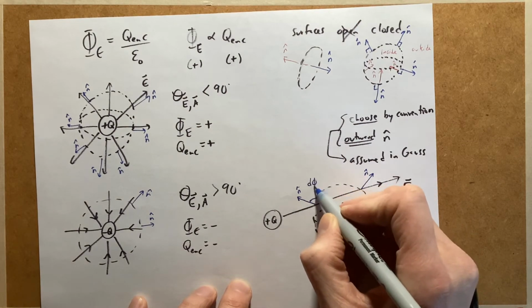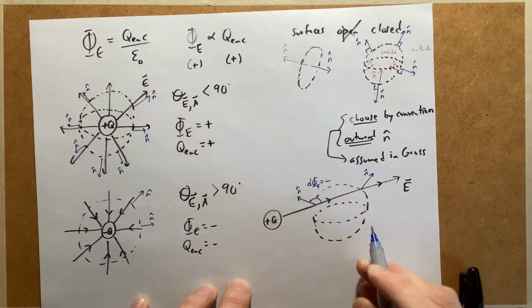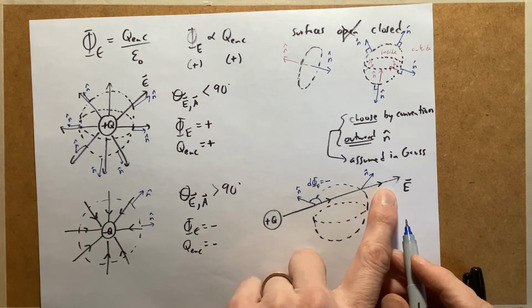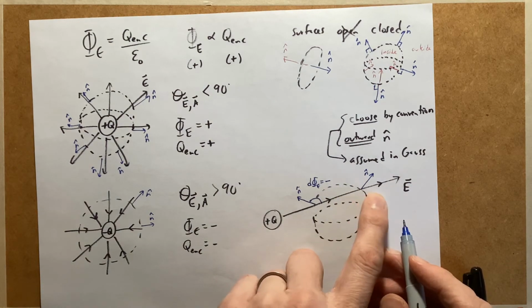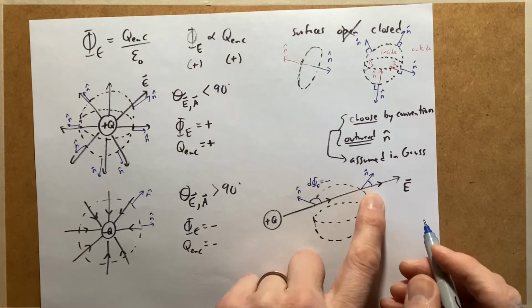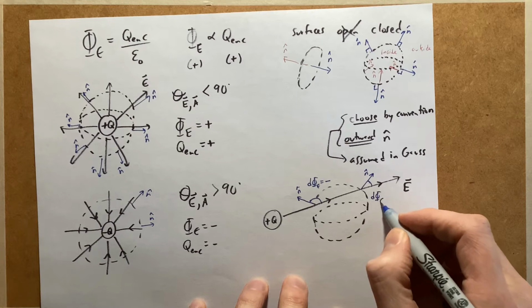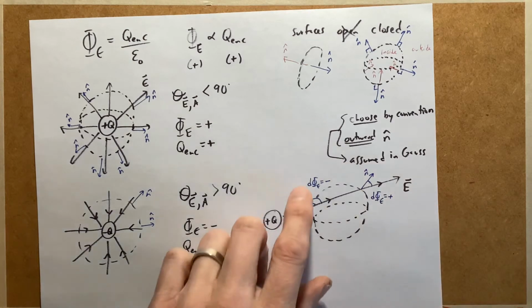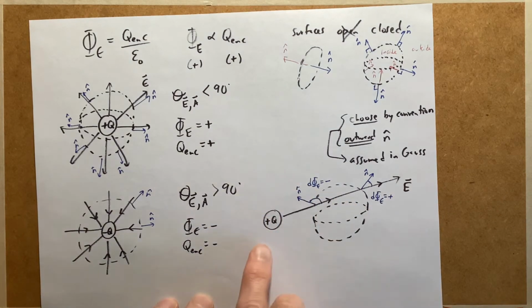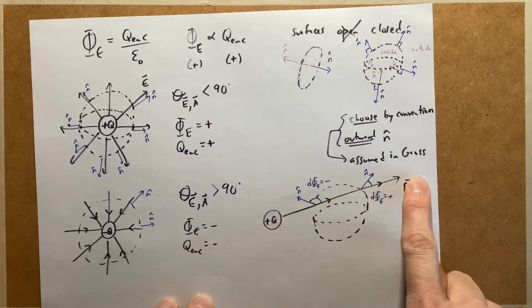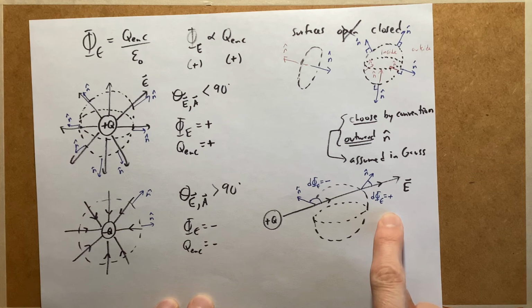I'll call it d phi is negative. And then over here, when the field line passes back out, it's going to make a little bit less than a 90-degree angle with the normal vector, and the contribution here is going to be positive. So if the charge is not enclosed, the field line is going to go both in and out of the surface, and you're going to get both negative and positive flux contributions.